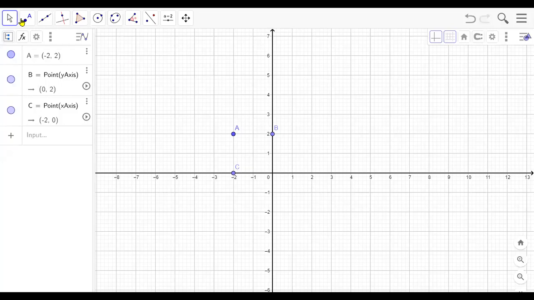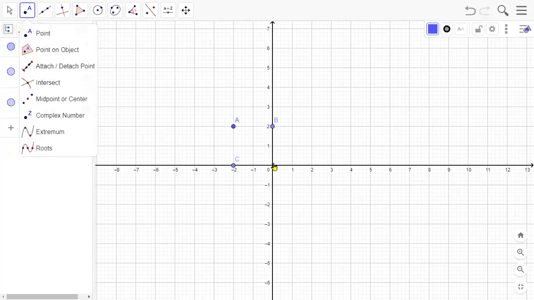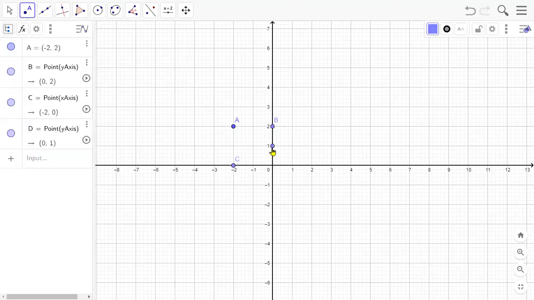Okay, and the next point is point D. The next point is 0,1. Okay, this is the point. Let's give this as the point D.